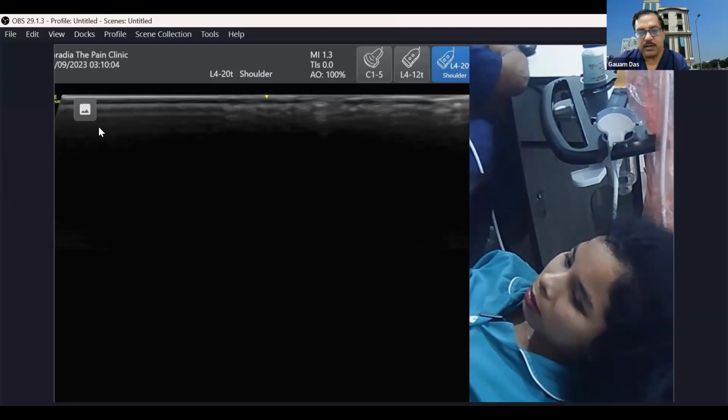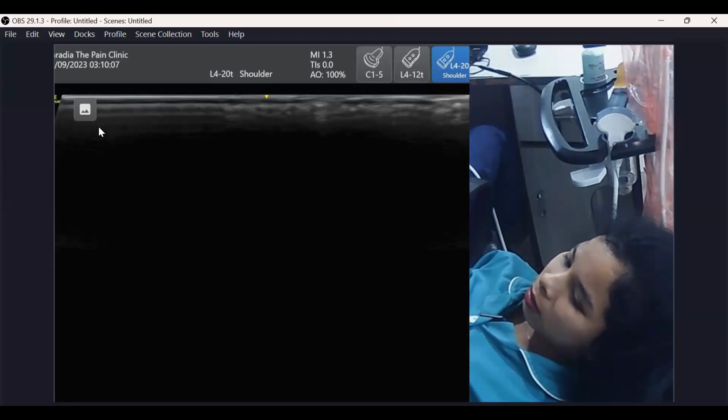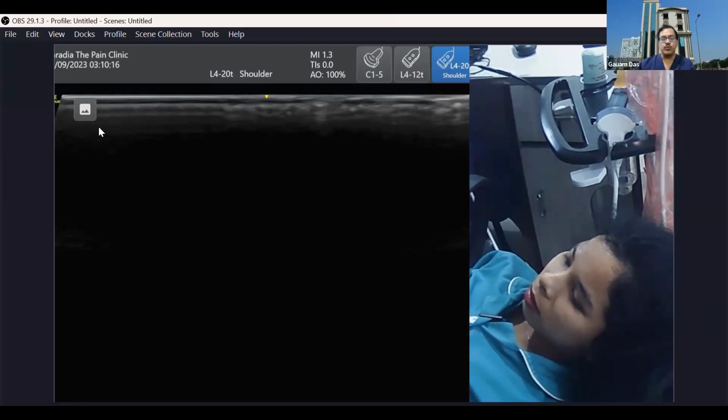Sir, one question on the foot, sir. Which are the commonest blocks we encounter, sir? Ankle and foot. The commonest procedures we do.